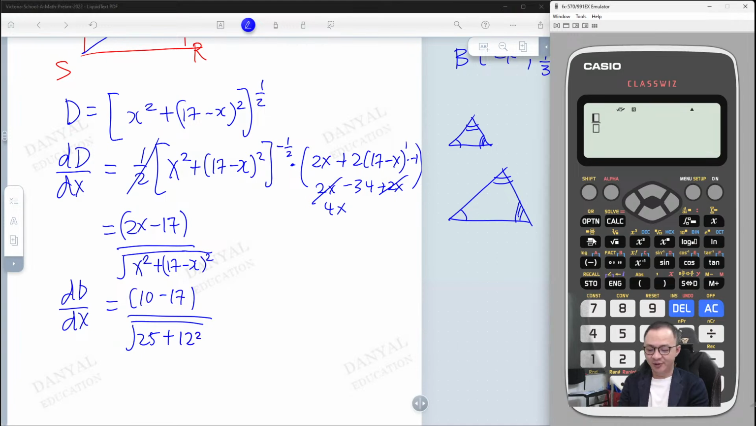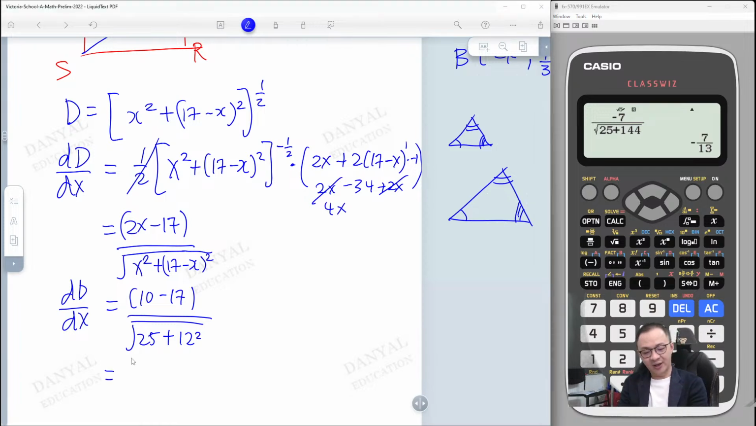Type everything in the calculator lah. So this is negative 7 over square root of 25 minus 144, right? Plus, sorry, it's plus 144. So, yeah, correct. It's 169, right? So it's 13. Okay, so after I got this one, now I can apply the chain rule.